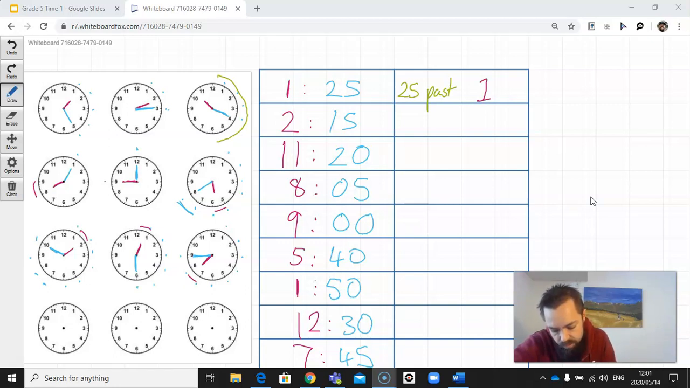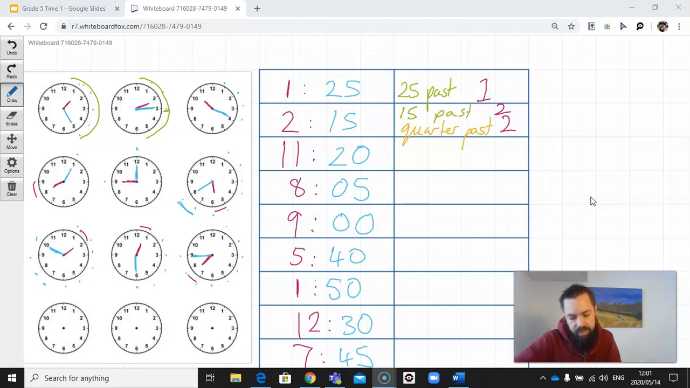Looking at the next one. Okay, so 25 past 1 was there. Now let's have a look at this one. We're also looking at the past, and we've got a special one because it's over there. And we say either it's 15 past or quarter past. And that's past 2. I'm also going to write it as 15 past. It's not wrong to say that. We just have a special one, which is why we have it there.